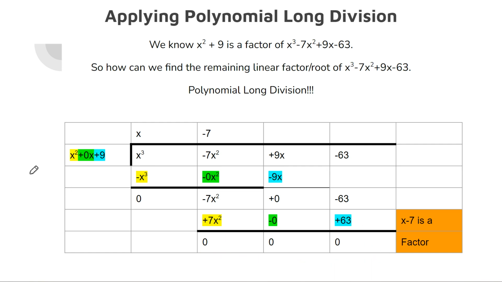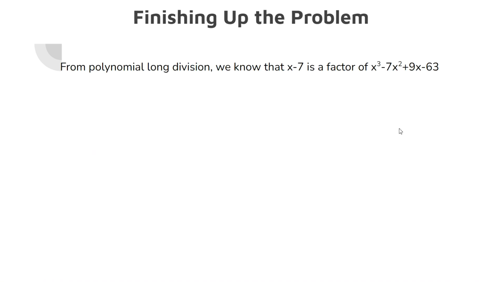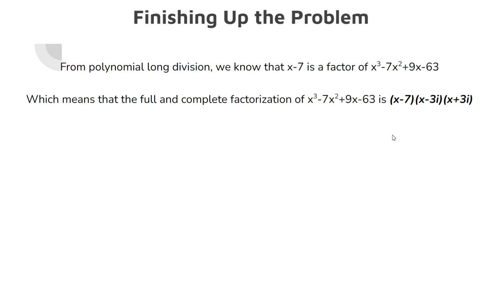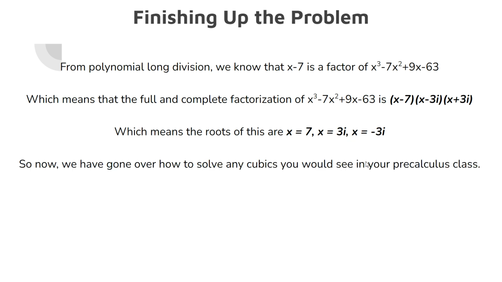This means x squared plus 9 is a factor, because when it divides by this polynomial, the remainder is 0. This also means that x minus 7 is a factor. Let's finish with the problem. We know x minus 7 is a factor, which means the full and complete factorization of this is x minus 7 times x minus 3i times x plus 3i, which means the roots of this are x equals 7, x equals 3i, and x equals negative 3i.